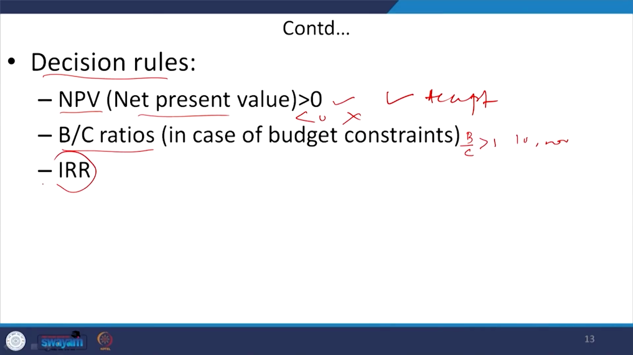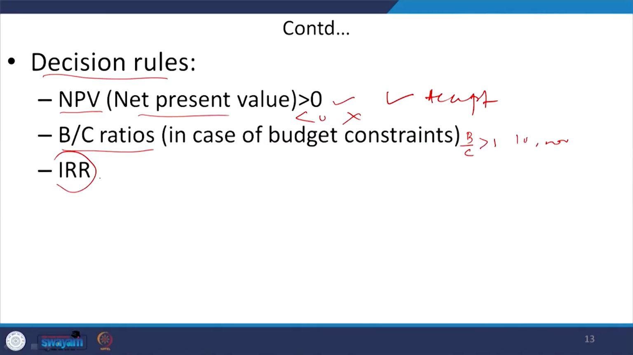And the third criterion that we can also use in making this decision rule is internal rate of return. So, what is this internal rate of return? Internal rate of return is defined as the discount rate at which this net present value becomes 0.